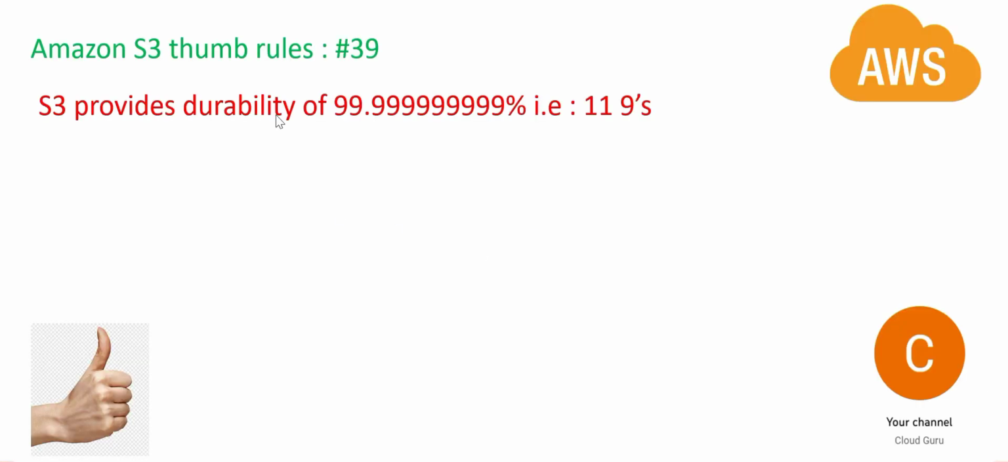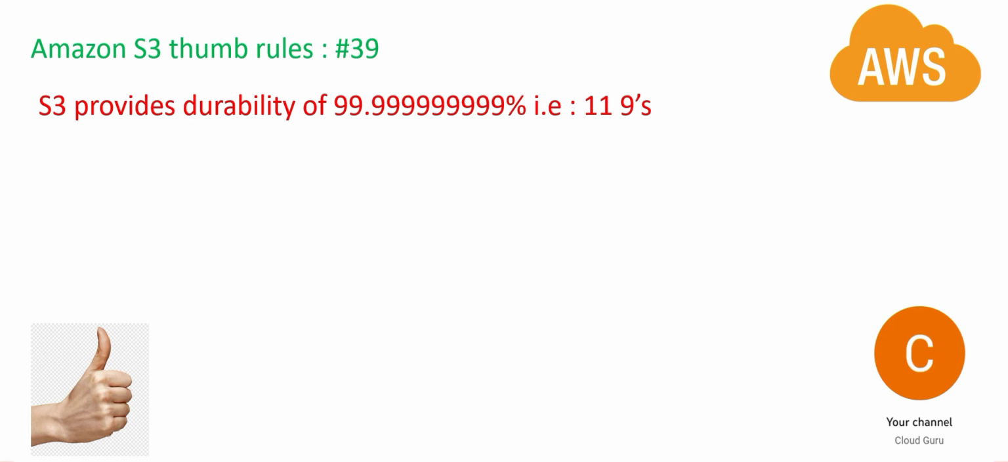S3 provides you a durability of 11 nines. Always remember, after the decimal there are 11 nines. This is the durability it provides. What durability means is, even if your AZ goes down, the other AZ will have the data. Even if the second AZ goes down, the third AZ will have your data. That means it is highly improbable that you lose your data. You will not lose your data, and that is your thumb rule 39. In your AWS Cloud Practitioner exam, you will definitely get this question.